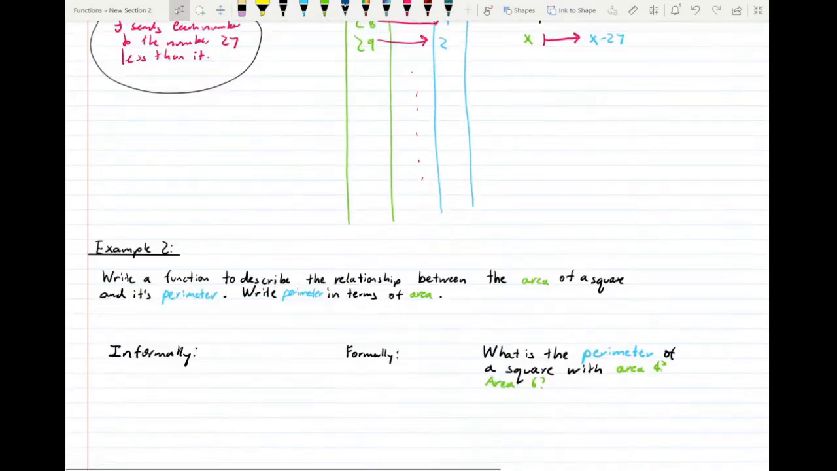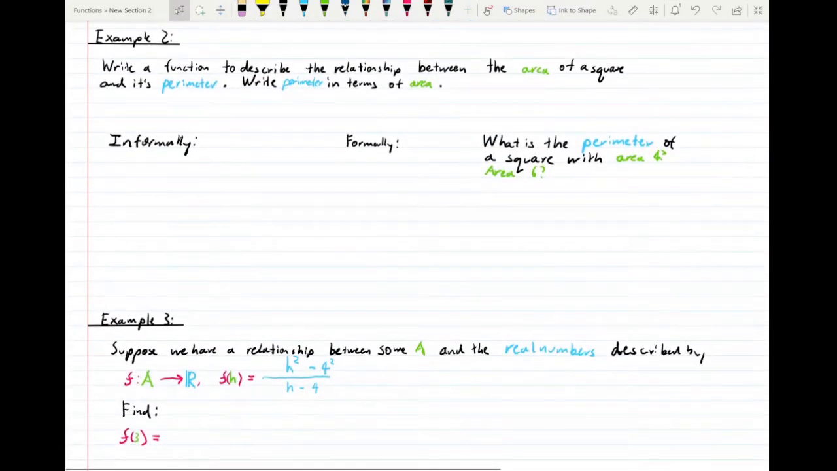Let's do another example. Suppose we want to write a function to describe the relationship between the area of a square and its perimeter, and we want to write the perimeter in terms of the area. Okay, so we'll call this function p for perimeter, and it's going to take in areas which are positive numbers, so the input set will be positive numbers, and it's going to send them to perimeters, which are also positive numbers. So the output set will be positive numbers.